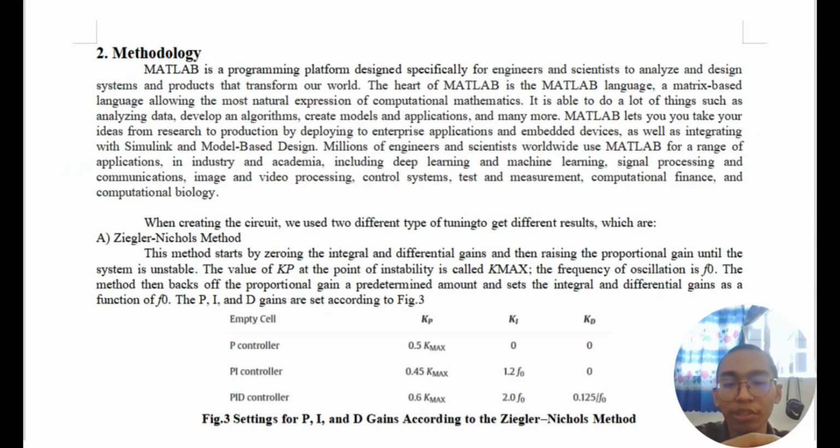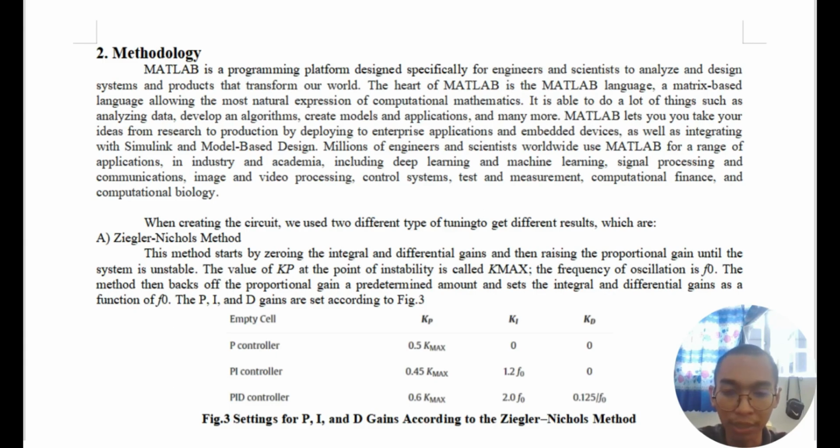Moving on to methodology, we'll be using MATLAB, which is a programming platform designed specifically for engineers and scientists to analyze and design systems and products that transform our world. When creating the circuit, we use two different types of tuning to get different results, which are the Ziegler-Nichols method.